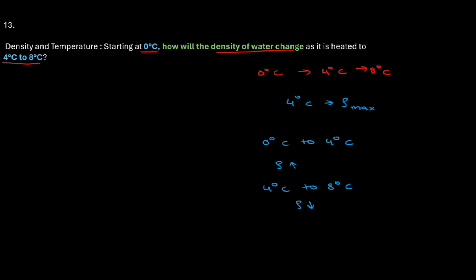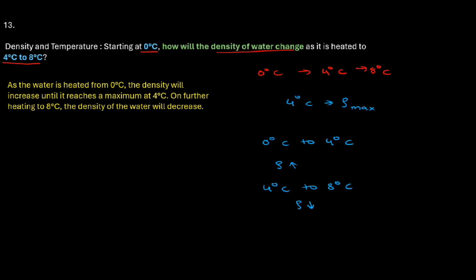Because this density is maximum at 4 degrees Celsius, at any temperature above 4 degrees Celsius, the density has to decrease. So your answer will be, as the water is heated from 0 degrees Celsius, the density will increase until it reaches a maximum at 4. And then when you increase the temperature further, the density of water will decrease.